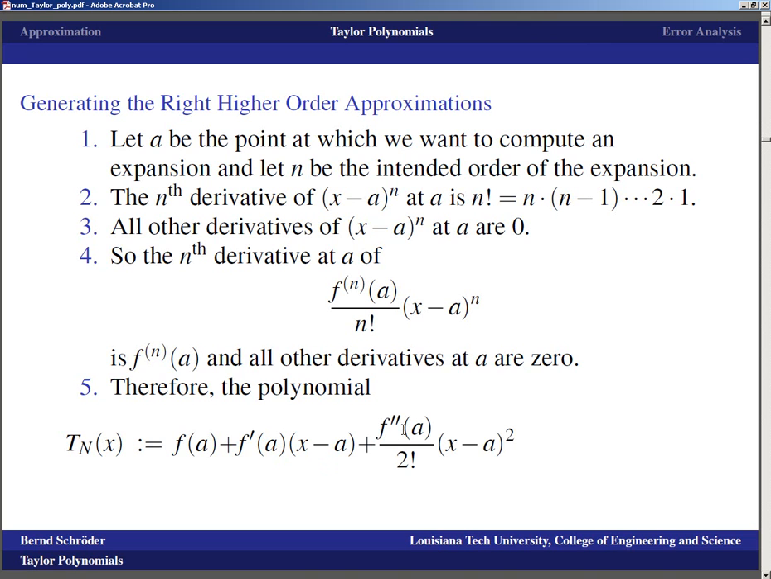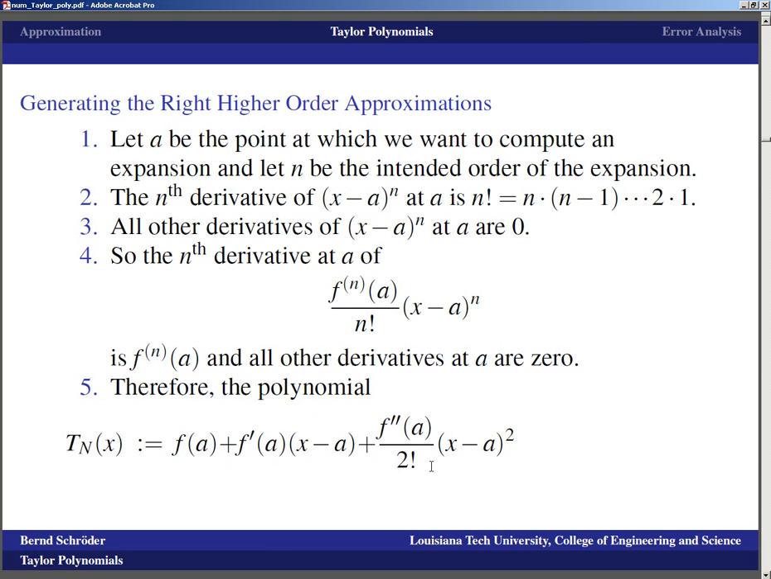And if I add to that now f double prime of a over 2 factorial times x minus a squared, then all of a sudden I match the zeroth, the first, and the second derivative, because when I take the second derivative, this term and this term go away, and this term just gives me f double prime of a, whereas when I take the first derivative, this term goes away, and plugging in x equals a gives me a 0 here. That would just give me f prime of a, and so on and so on.